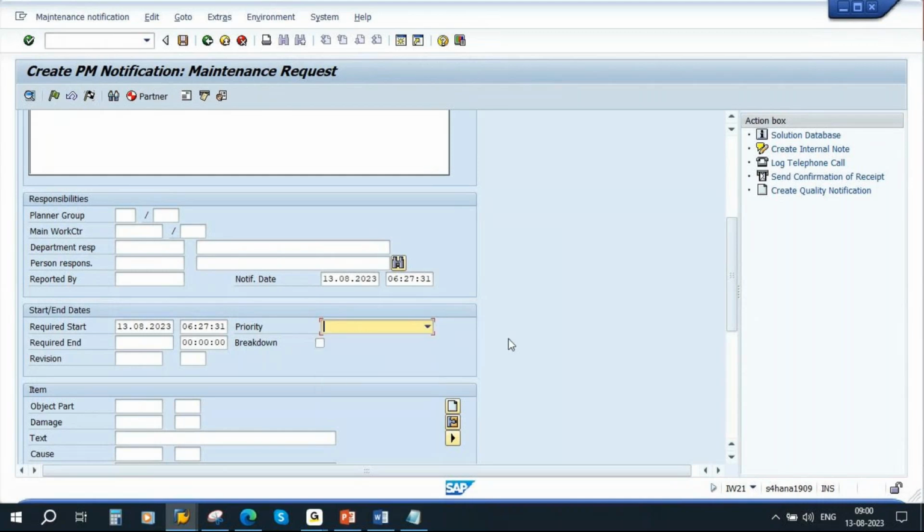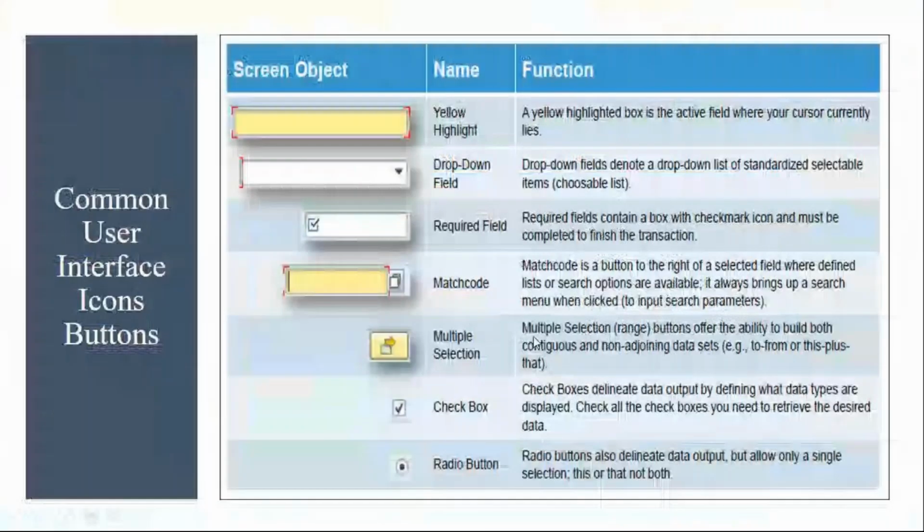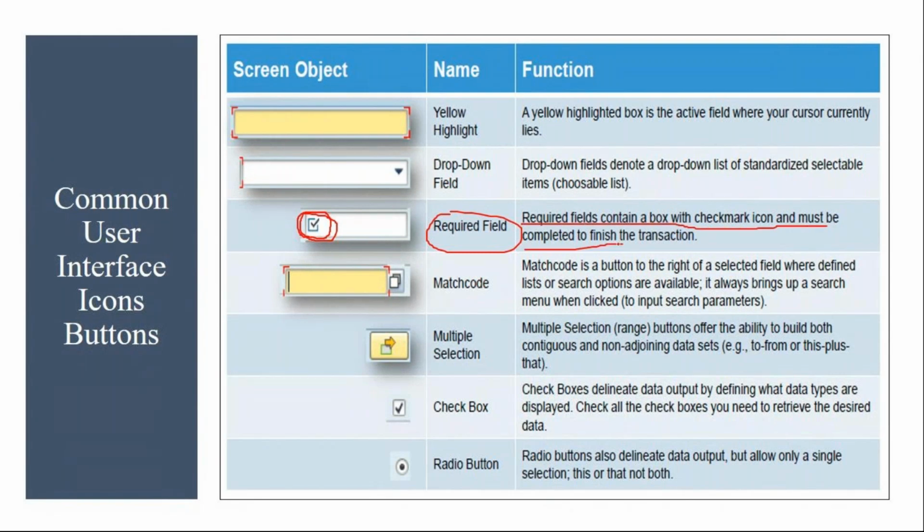Okay, next, required field, mandatory field. You will not enter data in all the fields, only a few fields, but some fields are mandatory required fields. Every required field will have this symbol. You see here, it's a mandatory field. Required fields contain a box with a check mark icon and must be completed to finish the transaction. Once a field is required, you have to enter the information. Otherwise, the system will not allow you to go further.